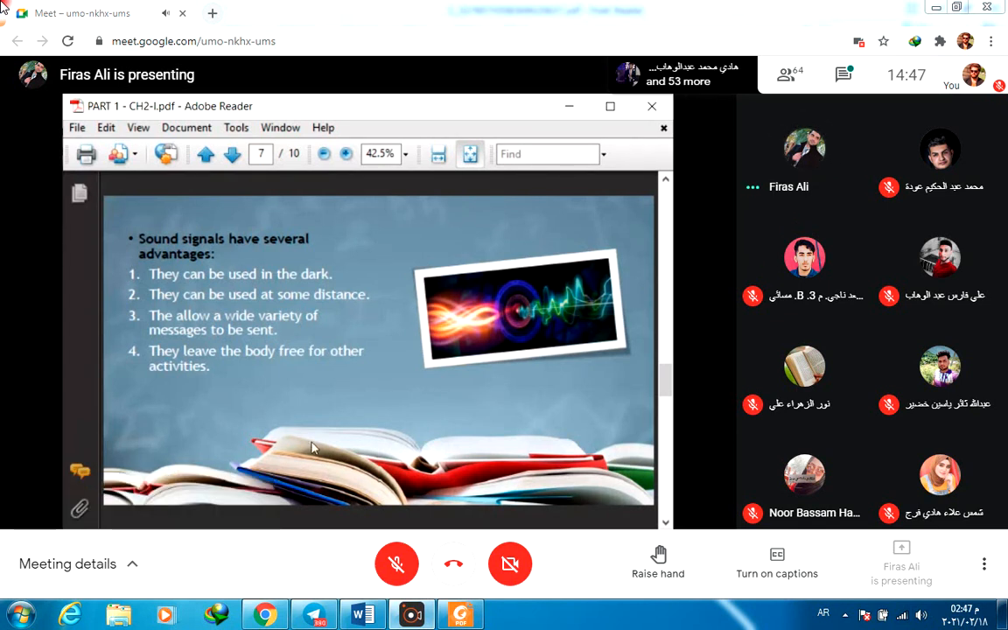And you can also talk and do something else at the same time. Talking doesn't require you to occupy or use all of your body. You can talk and cook. You can talk and clean. You can talk and wash the dishes at the same time. So talking using sound signals leaves your body free for other physical activities. These are the four advantages of using sound signals.